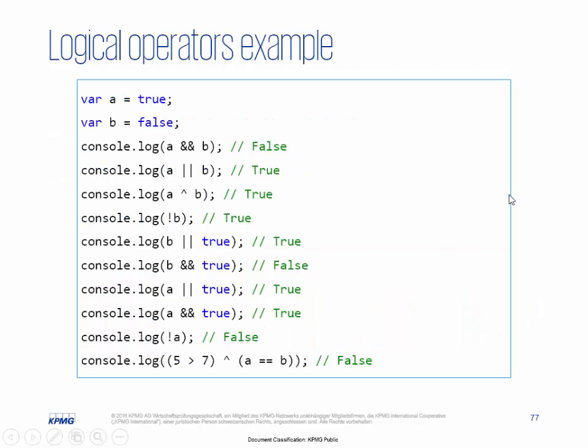So an example of, again, logical operations. We have one which is true, one which is false. You can see that if we do true and false, we get false. If we do true or false, we get true. And since they're different, we'll get true here. We have the not operator, which is the exclamation mark, which will take a Boolean value and reverse it.